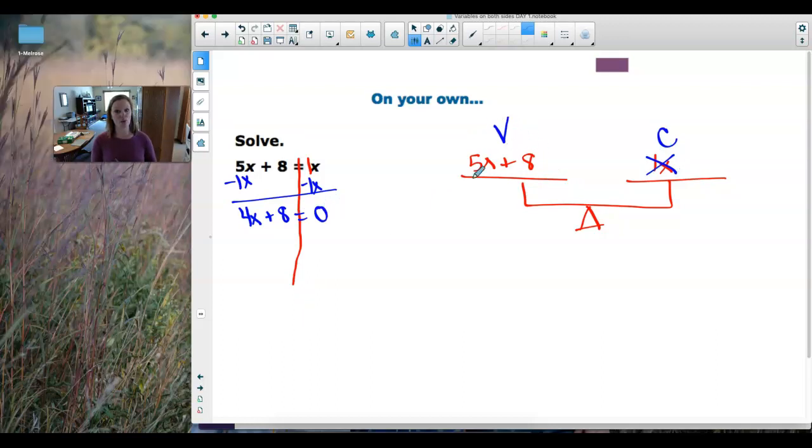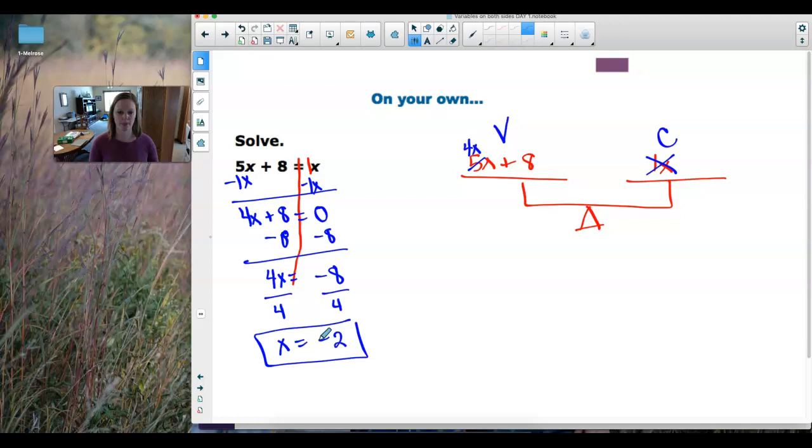Now I said I only want variables on the left, so I need to get rid of, oops, I forgot to take away an x here. I need to get rid of this plus 8. And to get rid of the plus 8, I need to minus 8 from both sides. And we have 4x equals negative 8. And then finish the whole problem by dividing by 4 since we want the variable by itself. We're going to isolate that variable. X equals negative 2. And there's my final answer.